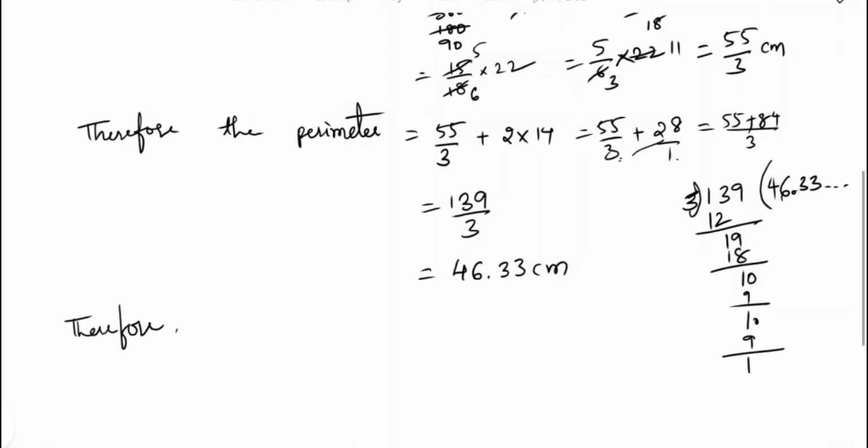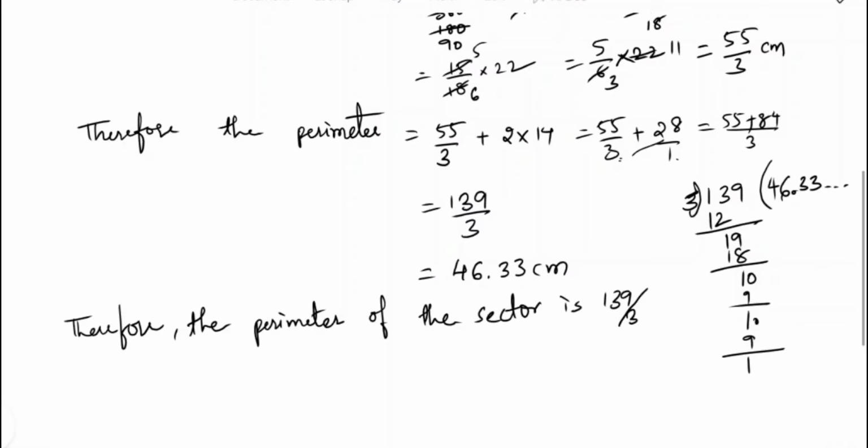Therefore, the perimeter of the sector is 139 by 3 centimeter, or else we can write 46.33 centimeter.